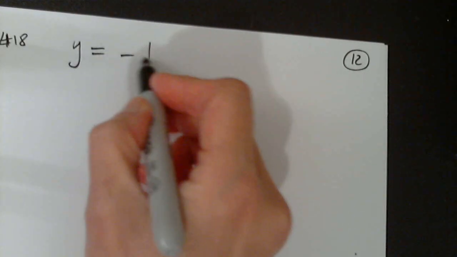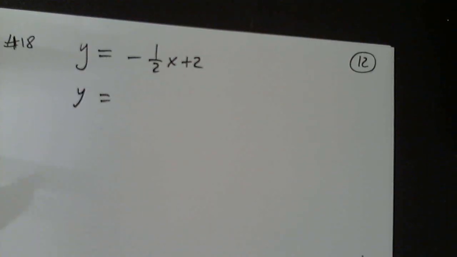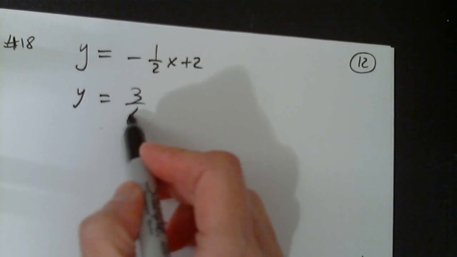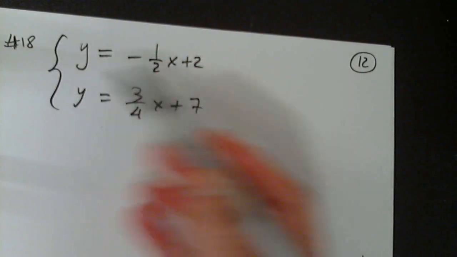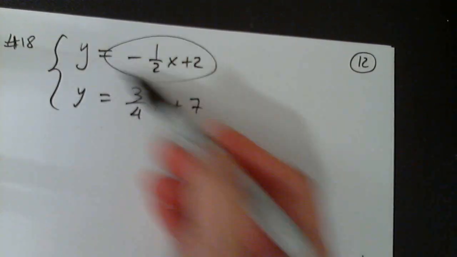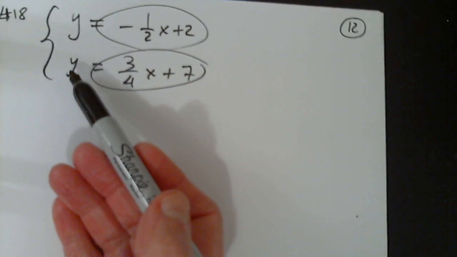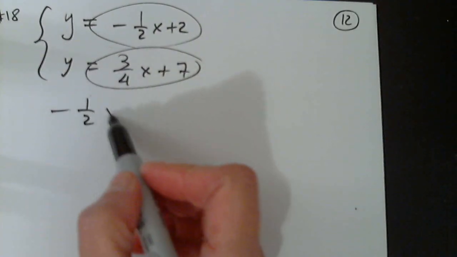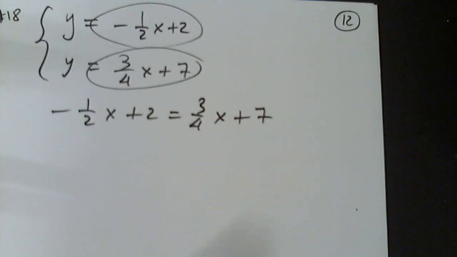Okay, yes. Good. Excellent. Y equals negative 1/2 x plus 2, and y equals 3/4 x plus 7. As you see, y equals and y equals, it means that these two have to be the same because they both equal y. So negative 1/2 x plus 2 must equal 3/4 x plus 7.